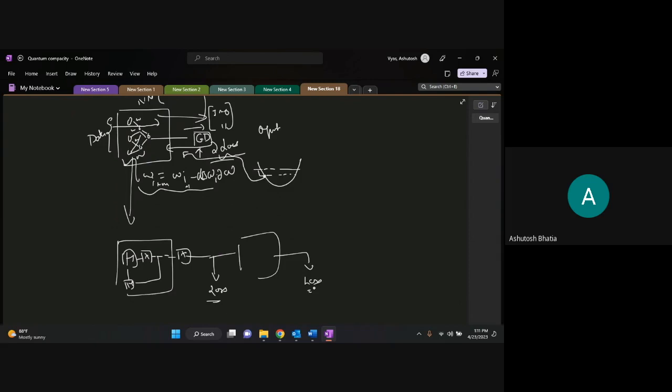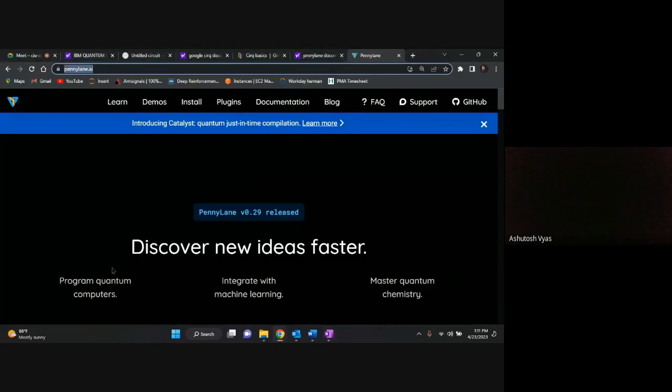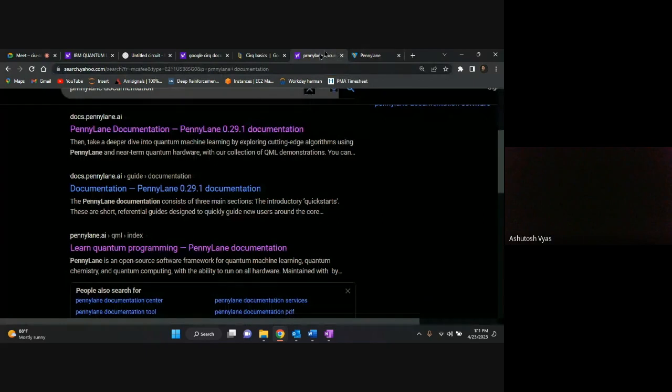Are the ready-made circuits already available on these platforms, or does one have to first think and design these circuits? Both options are open. PennyLane provides a lot of templates which you can directly use. I will show you.